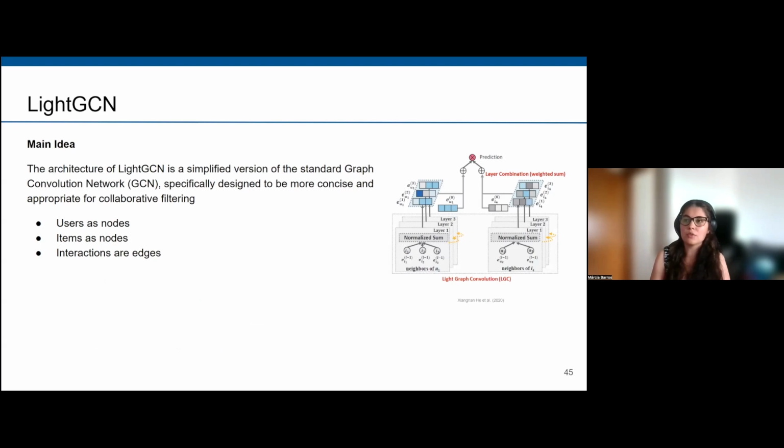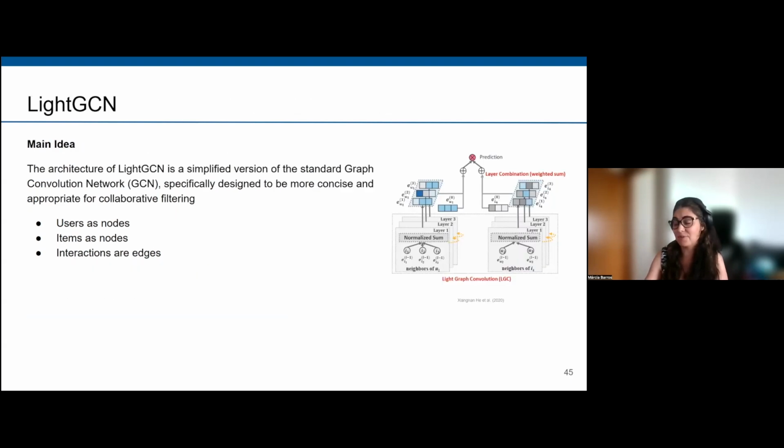But if we move on to LightGCN, a much more recent approach, the architecture of LightGCN is a simplified version of a standard graph convolutional network, specifically designed to be more concise and more appropriate for collaborative filtering. Here, users are nodes, items are nodes, and the interactions are the edges. But if you look here at the architecture, it's much more complicated than the first one.